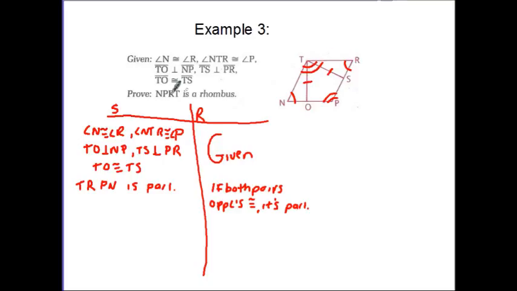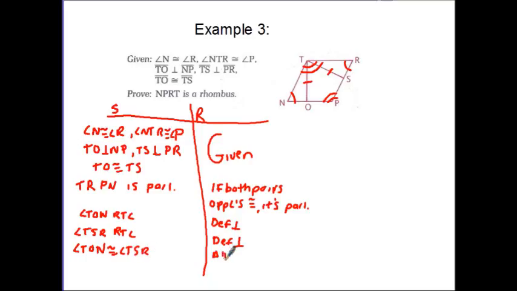So instead we have to go off the perpendiculars. So here we go. Since we have two different perpendiculars, we want two different sets of right angles. I'm going to say angle TON is a right angle. Definition of perpendicular. And I'm going to say angle TSR is a right angle. Definition of perpendicular. Then I'm going to go ahead and say they're congruent. Angle TON is congruent to angle TSR. All right angles congruent. Let's mark it in.